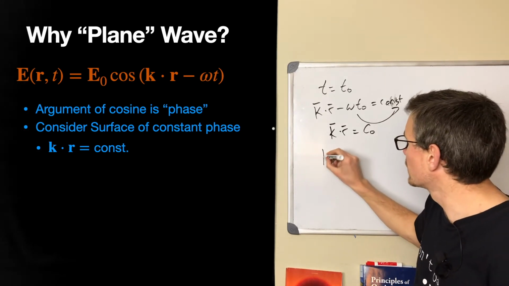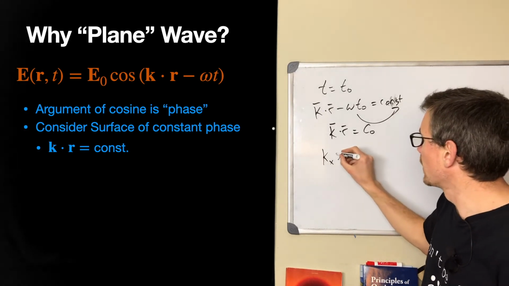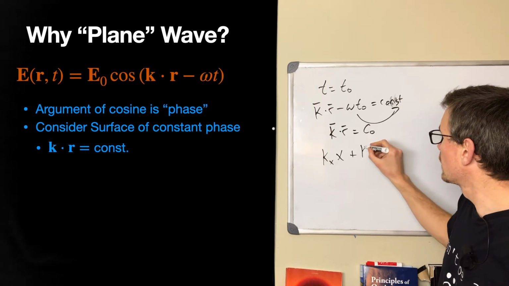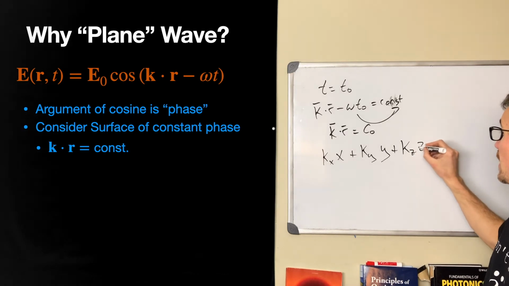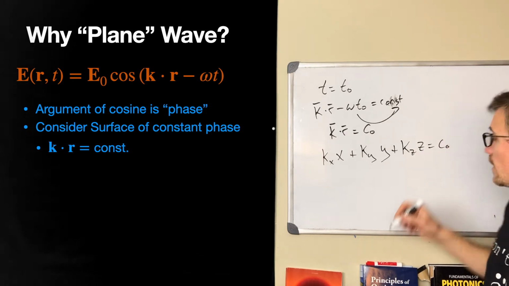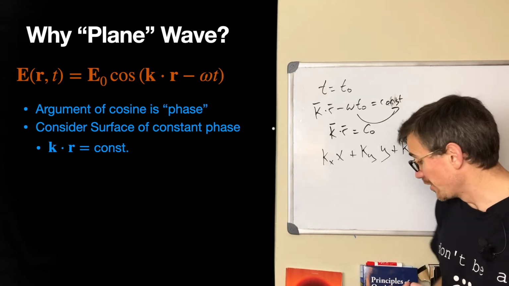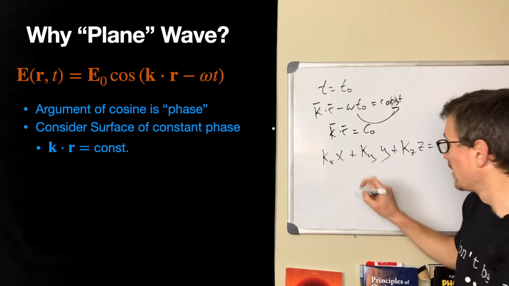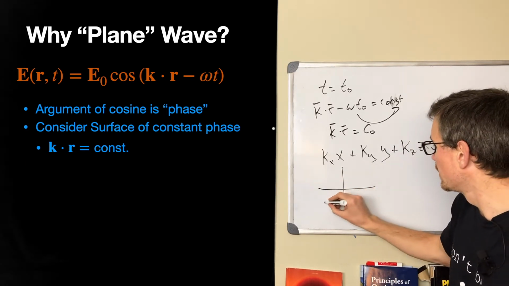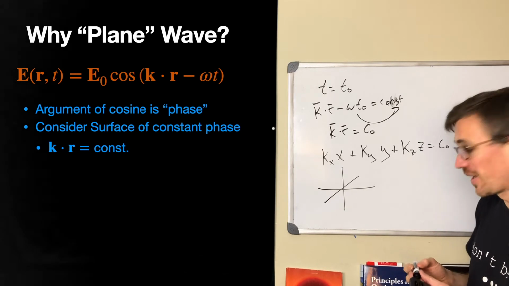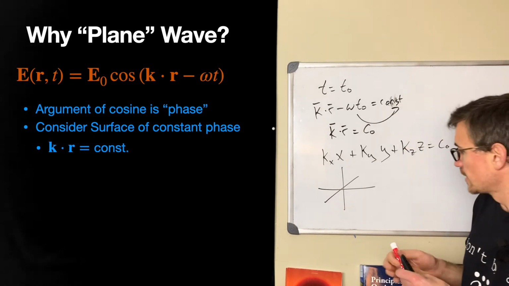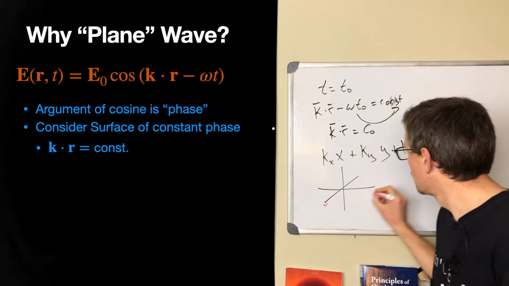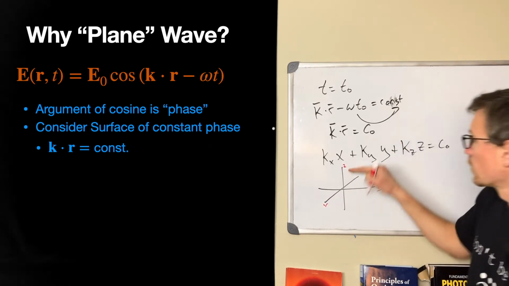If we write it out, it says kx times x plus ky times y plus kz times z is equal to that constant. All right. And this actually, as it turns out, is the equation in 3 dimensions of a plane. Okay. Why is that? Well, imagine we looked at z equals 0. We'll call this x, y, z here. X, y, z. Let's look at z is equal to 0.